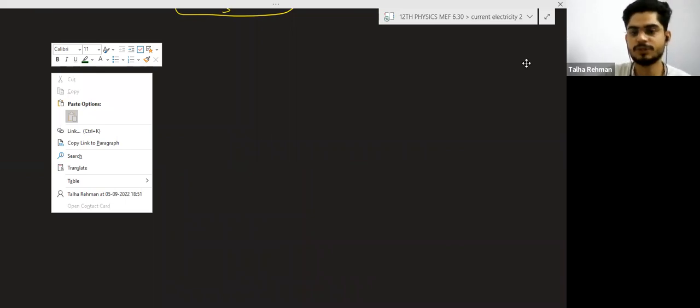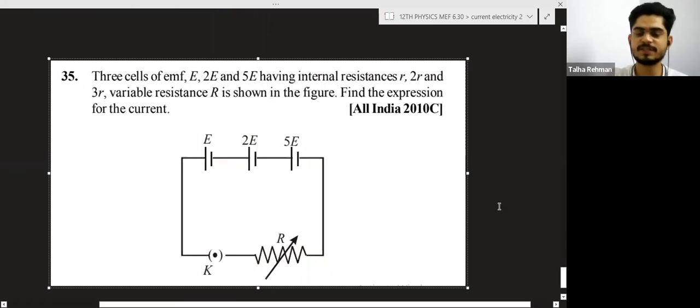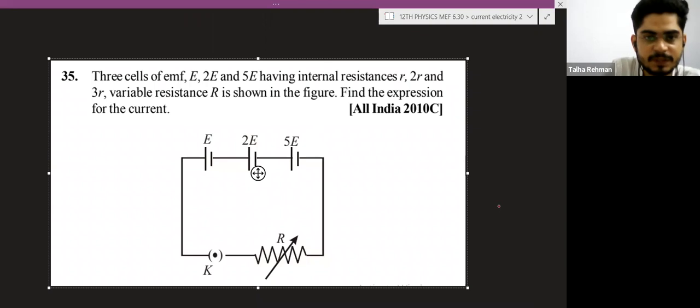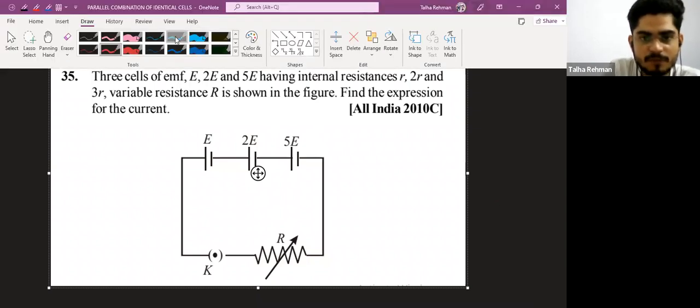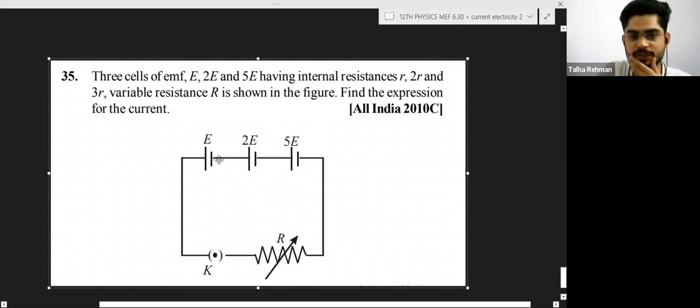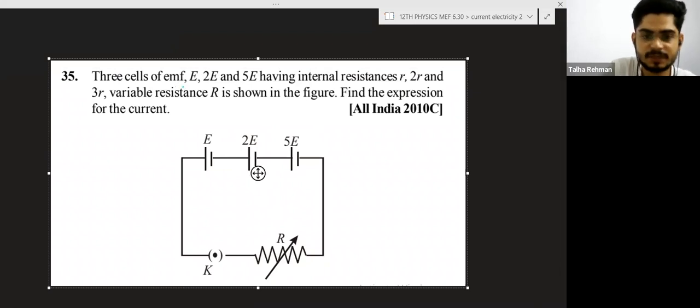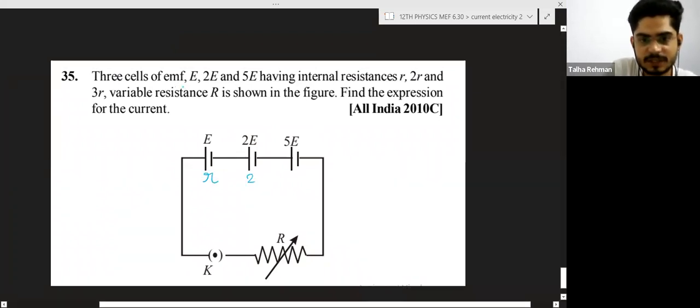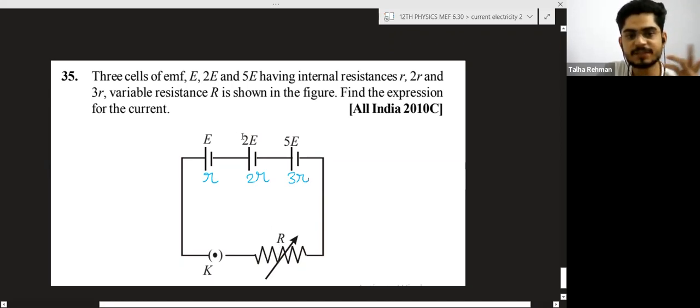Now see this question. This is asked in 2010, and believe me, this is a very easy question. Why am I saying this is a very easy question? They are saying three cells of EMF E, 2E and 5E having the internal resistance R, 2R and 3R. Means this has the internal resistance R, this has 2R, this has 3R. And a variable resistance is connected, shown in the figure. Find the expression for the current.